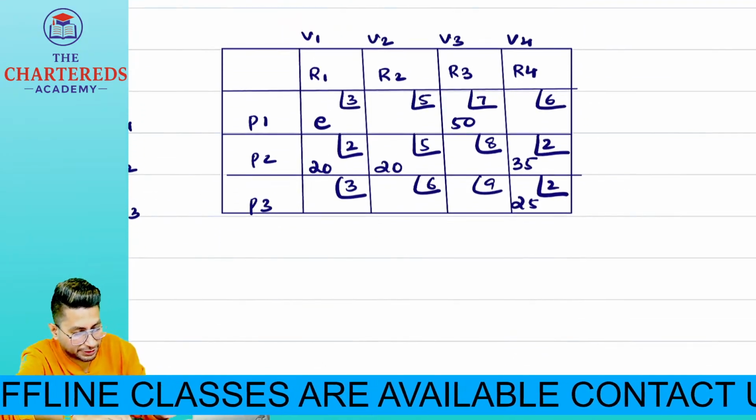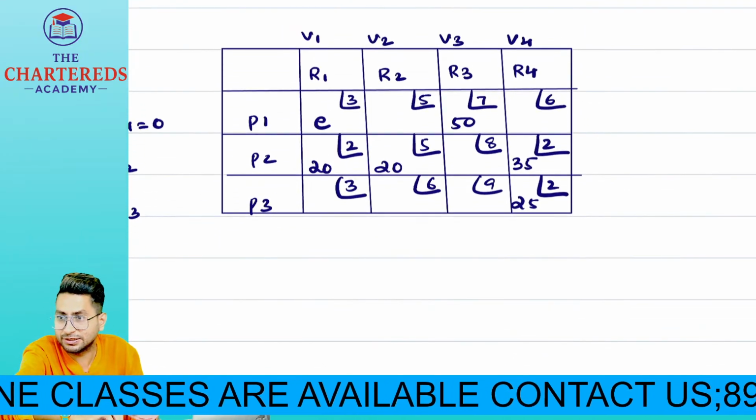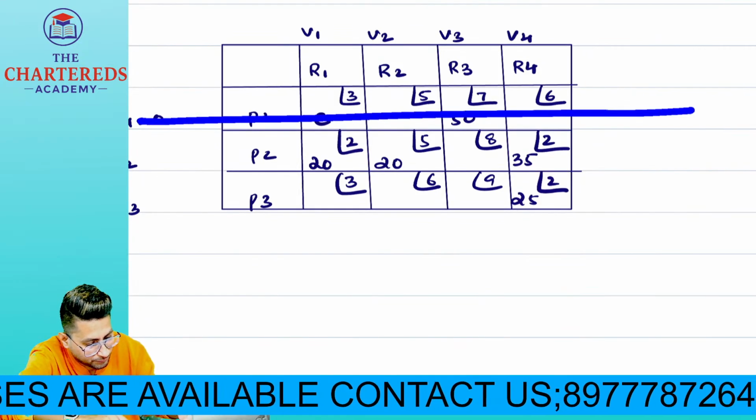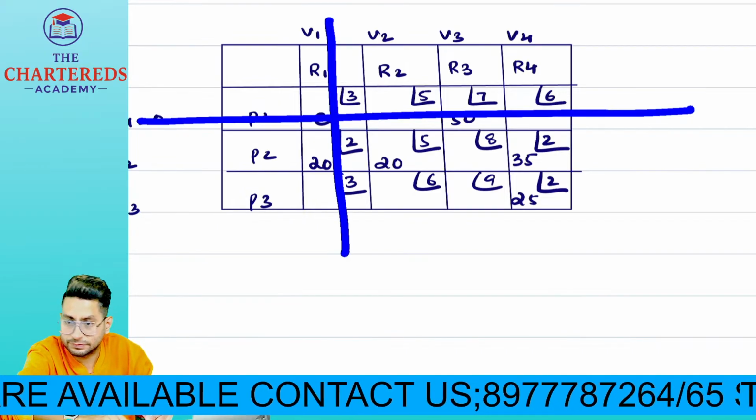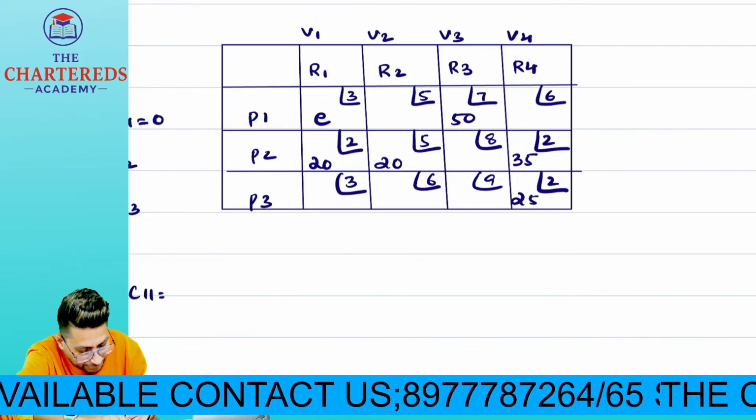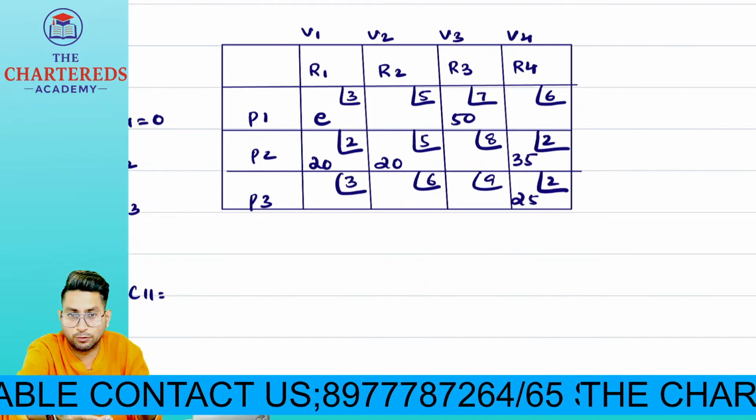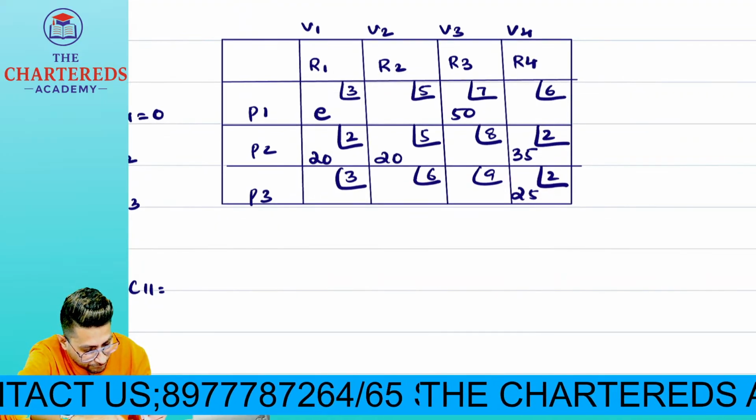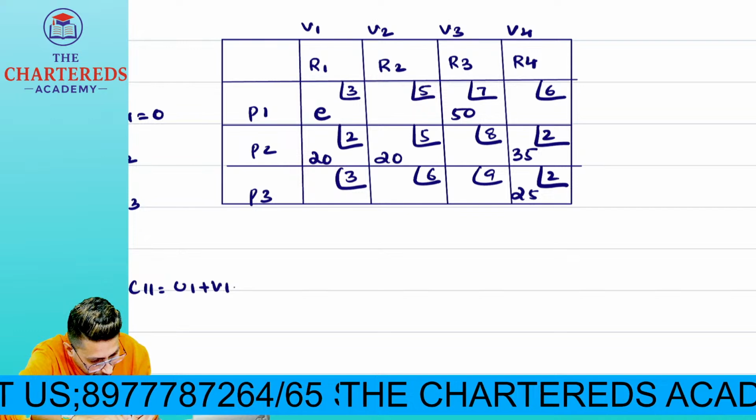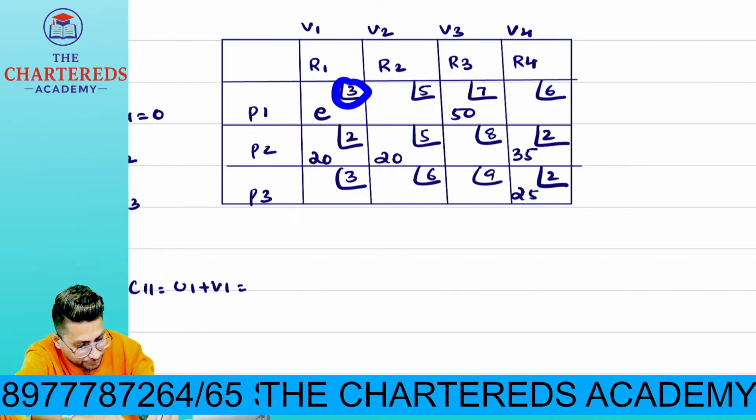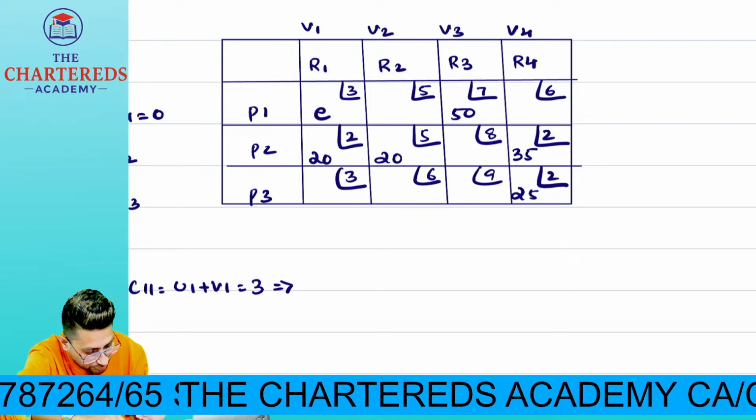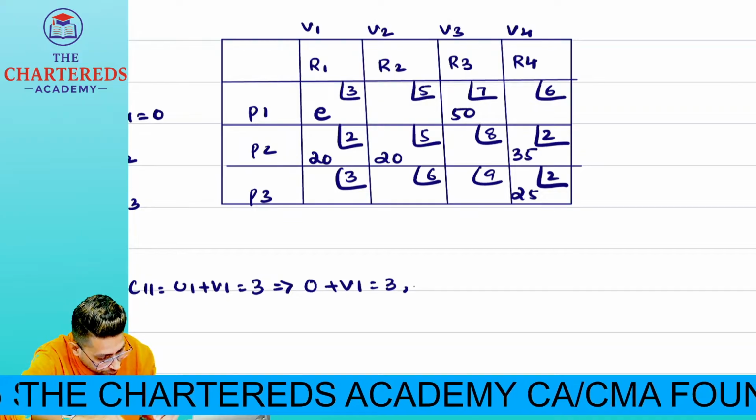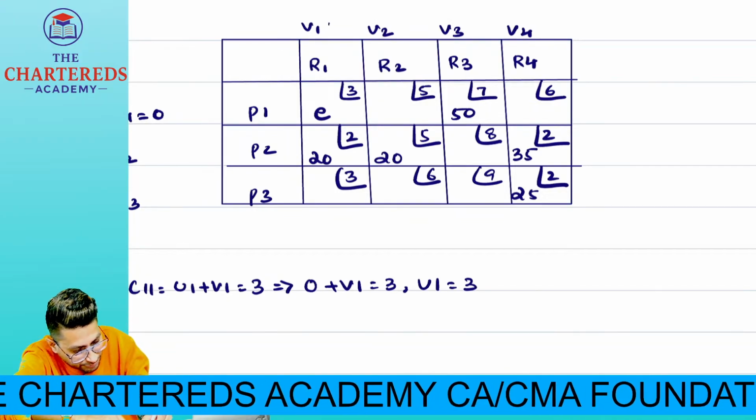Now, let us continue. We will assume u1 to be 0 to simplify. Now, first allocated cell is C11. Epsilon is also an allocation only. But what is the value of that allocation? 0. C11, how do I write? U1 plus V1 is equal to 3. U1 is 0, plus V1 I don't know, equals 3. V1 will be equal to 3.